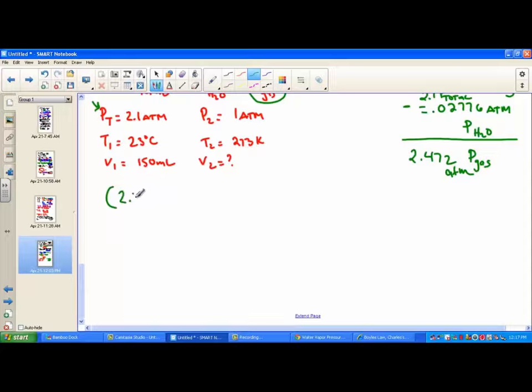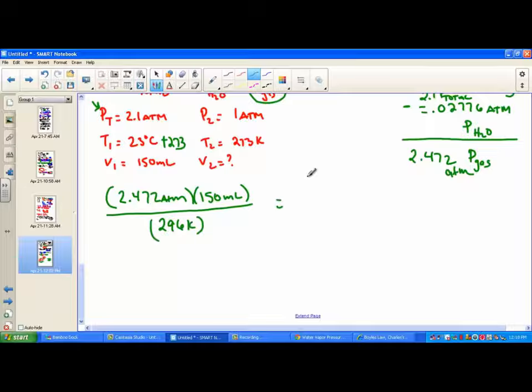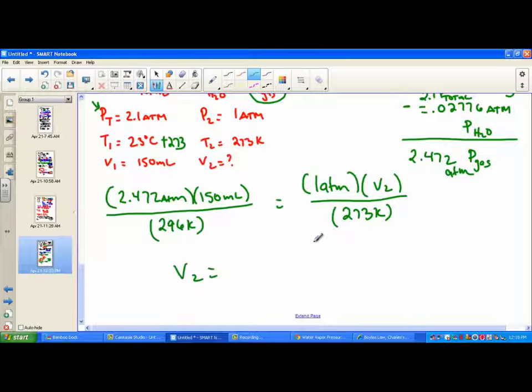The adjusted pressure for the dry gas, 2.472 atmospheres. The volume, 150 mLs. Temperature, 296, so I was adding 296 Kelvin. New pressure, standard value in a like unit. I have like units, we're set there. Standard temp, 273. Let's pull out the standard value for volume at standard conditions.